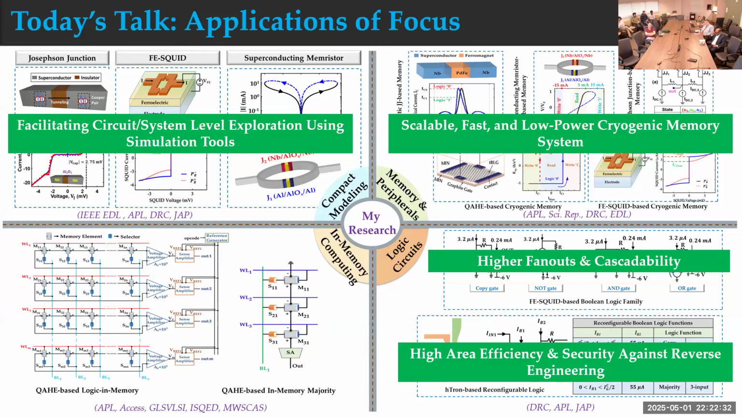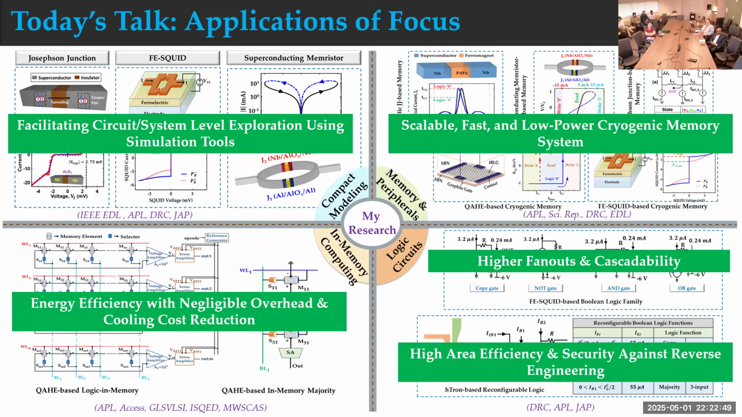Finally, I have extended many of my works on memory systems to perform in-memory computing tasks. Here, we have tried to modify the memory system in a way so that we can use the same memory array for memory operations, as well as to perform different computing tasks like Boolean logic, matrix vector multiplication, and so on. And here our goal was to achieve higher energy efficiency with negligible overhead compared to the von Neumann architecture. And as I will explain, that better energy efficiency can also help us to reduce the cooling cost for cryogenic environment.